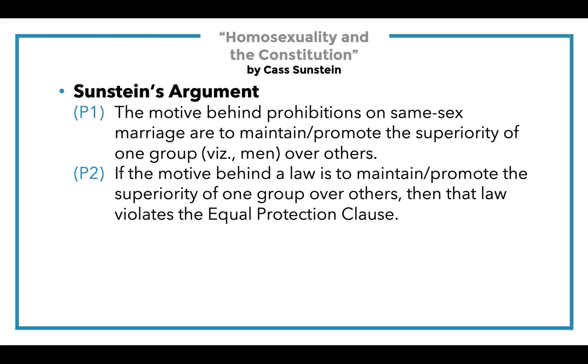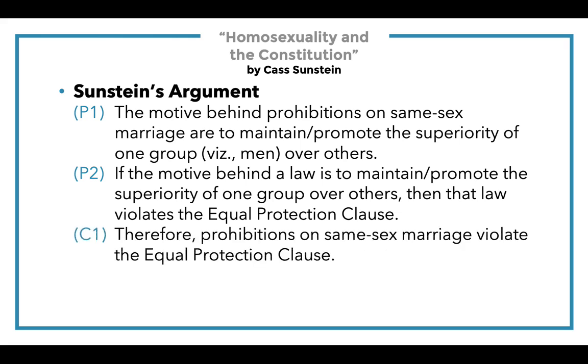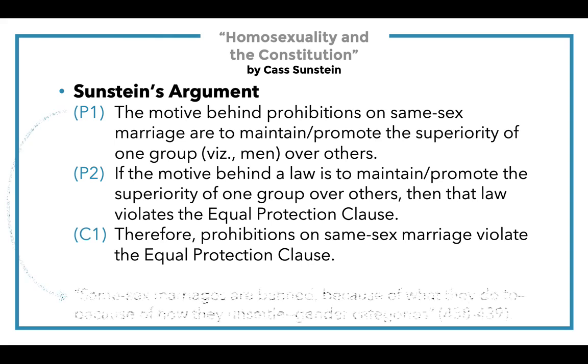Right? So premise 1 says the motive behind prohibitions on same-sex marriage is to maintain or promote the superiority of one group, namely men, over others. Conclusion, so the prohibitions on same-sex marriage violate the Equal Protection Clause. Now the controversial claim here, right, is going to be premise 1. People are going to say, is that really the purpose of prohibitions on same-sex marriage? Are they really trying to promote the superiority of men over women? That would be kind of strange. It doesn't seem like they're doing that.